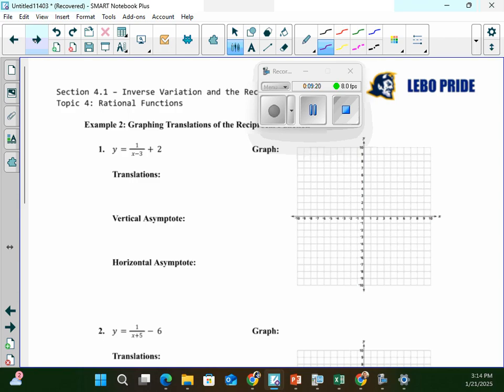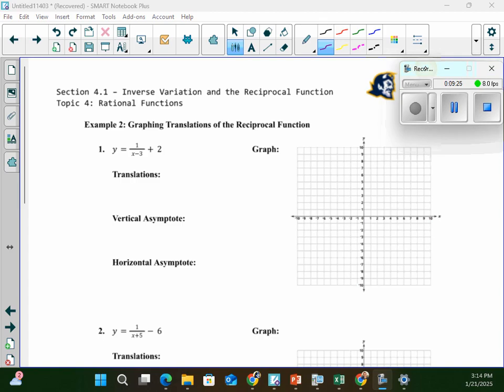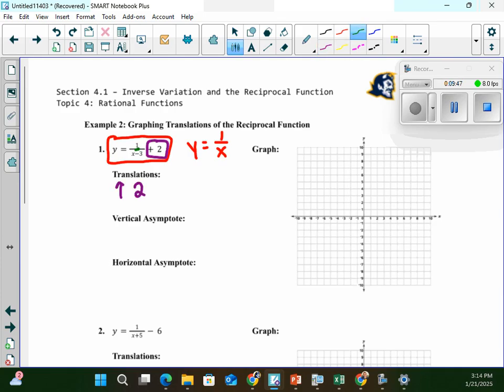So let's look at another one with more transformations. And in this case, we want to look at the function y equals 1 over x minus 3 plus 2. Well, again, we want to compare it to the parent function y equals 1 over x. The plus 2 on the tail end of our function tells us we're going to move this up 2 units. The x minus 3 is going to tell us we're going to move right 3 units.